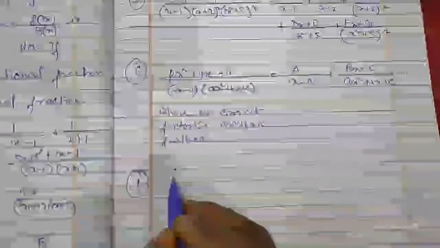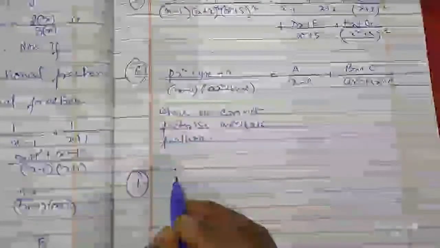We will take the first example. We have to factorize this: resolve the fractions into partial fractions.